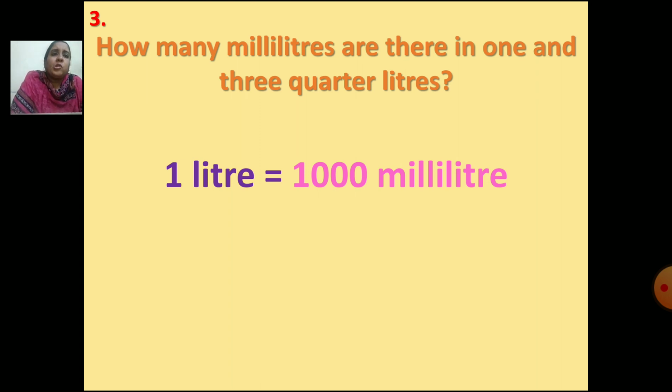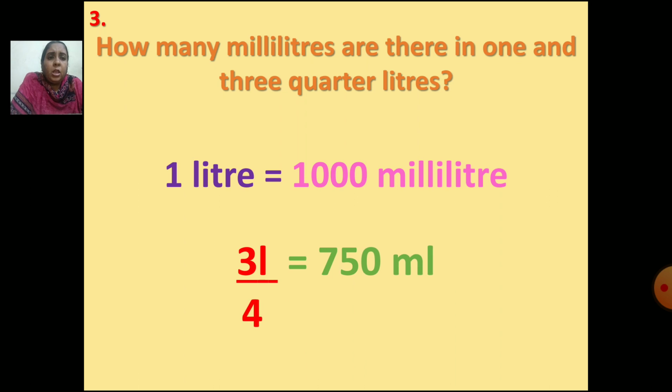And what is the question? 1.75. So we have already found for 1 liter. In 1 liter there is how many milliliter? 1000. Now we have to find for 3/4 liter. So next step will be, 3/4 liter is equal to how much? 3/4 means more than half. So it is 750 milliliter. 3/4 liter is equal to 750 milliliter.